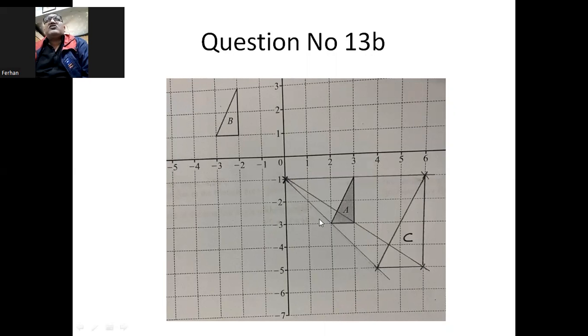Then measure the distance of this vertex from the center of the enlargement, and whatever that distance is, multiply it with 2. Then starting from the center of enlargement along the same line, where that distance is, put a dot. Then join these 3 dots, and that is the enlargement. So this is your image C. It's a 2-mark question. Hopefully you have understood how this enlargement is done.